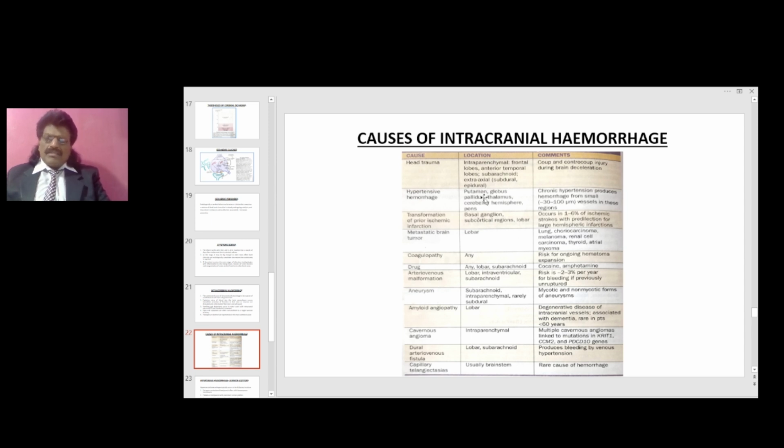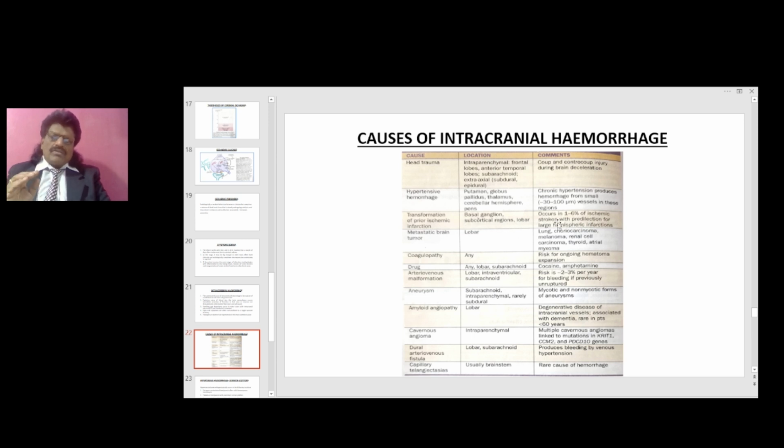So if we see hemorrhage in putamen, pons, thalamus, cerebellum, it is hypertensive hemorrhage. Chronic hypertension produces hemorrhage from small vessels, 30 to 100 micrometer vessels in these regions. And another important cause is transformation of prior ischemic infarction. Basal ganglia, subcortical regions, lobar.